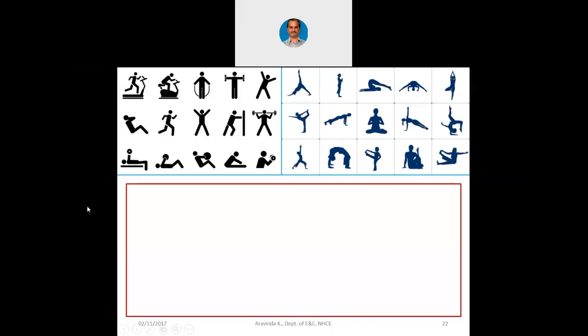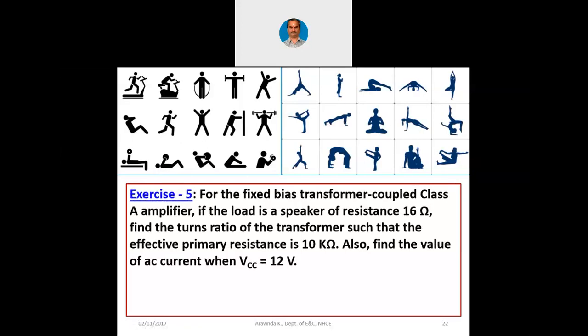So that was my intention of showing you all these slides with exercises. Now let me discuss the exercise which is meant for our class. Fifth exercise in this module. Ours is anyhow a mental exercise now in the theory classes. So for the fixed bias transformer coupled class A amplifier, if the load is a speaker of resistance 16 ohms, you will have to visualize a speaker at the output.